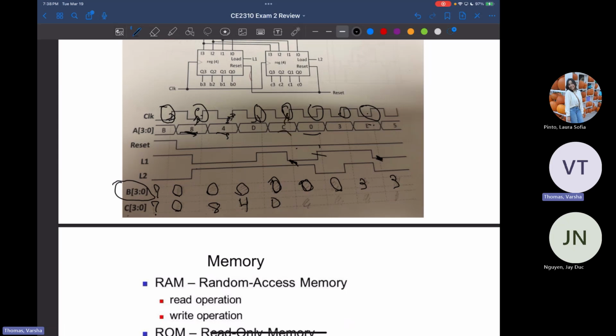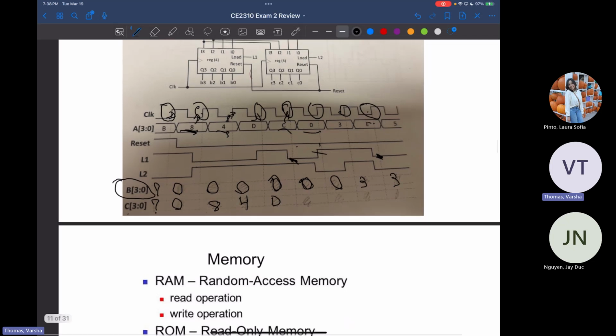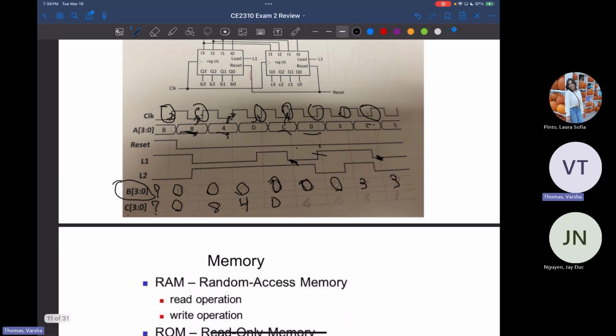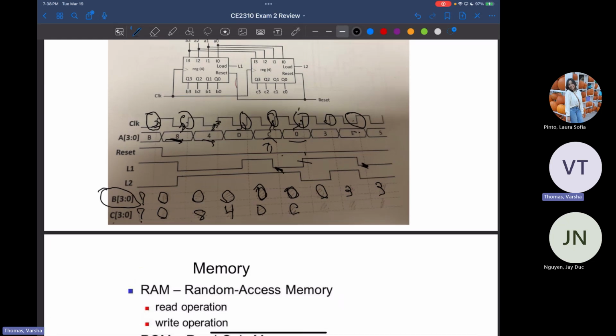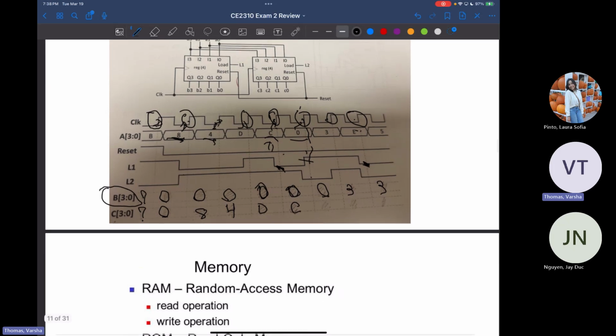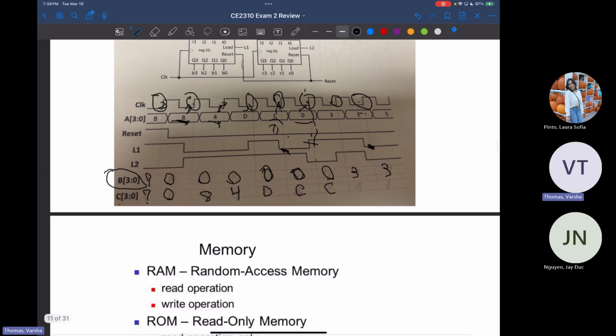Which is this one, C. Reset 0. Reset's gonna stay 0, so we're not gonna have to worry about it anymore. But we do have to look at L2, and L2 is a 1, so we're gonna put C here, which is the input for that rising edge. And we're gonna move on to the next rising edge, and let's look at L2 now. L2 is 0. So because L2 is 0, we're gonna keep C. Remember, once the load is at 0, you keep the previous output.